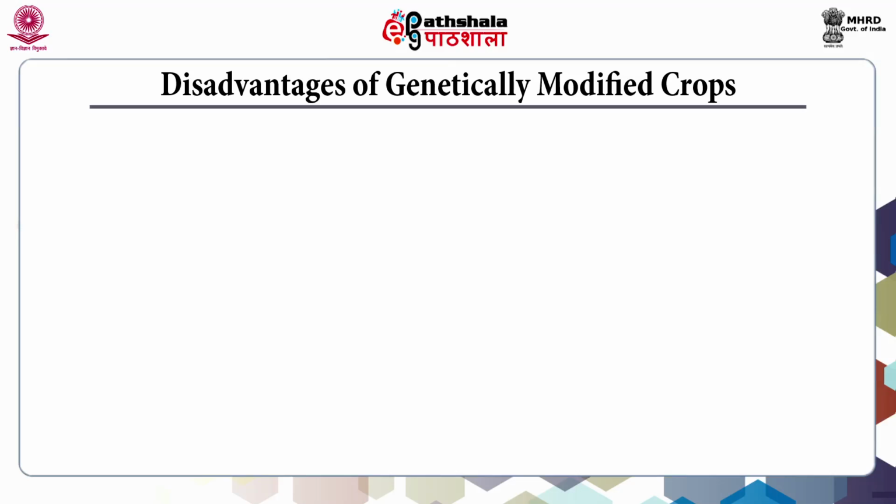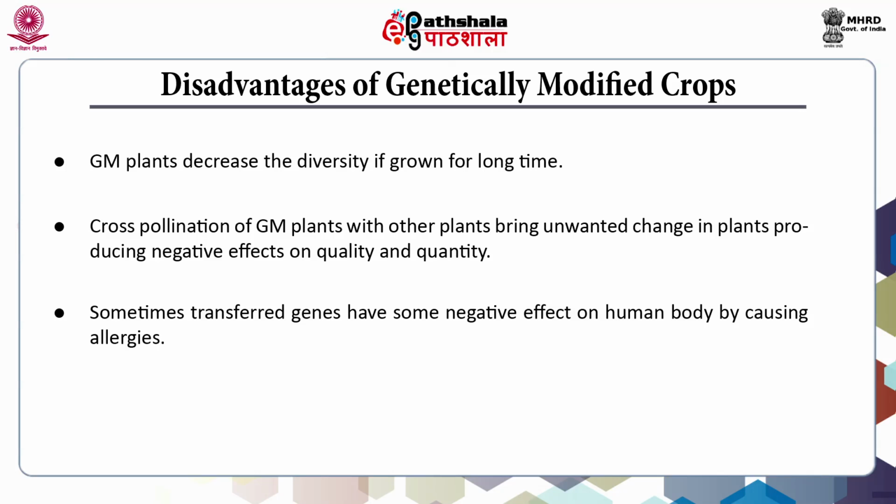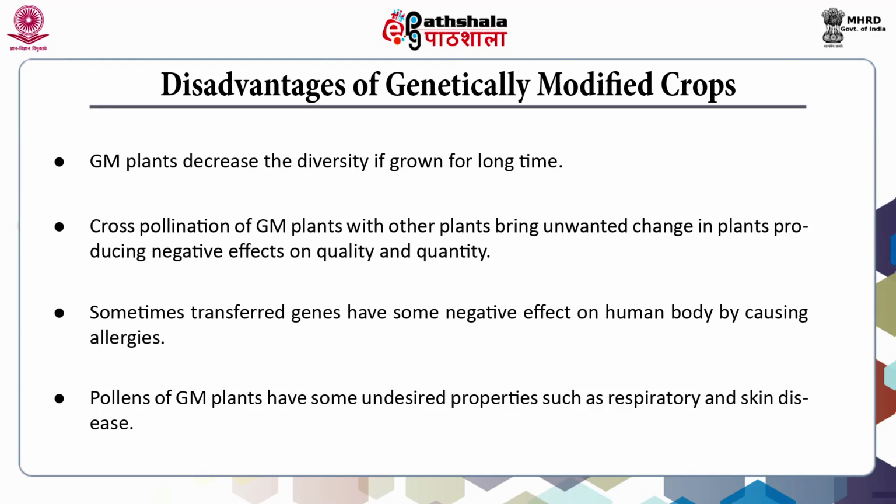Now coming to the disadvantages of GM crops. GM plants decrease diversity if they are grown for a longer period. Cross-pollination of GM plants with other plants brings unwanted changes in plants, producing negative effects on quality as well as on quantity. Sometimes transferred genes have negative effects on the human body by causing allergies. Pollens of GM plants have some undesired properties, causing respiratory and skin diseases.